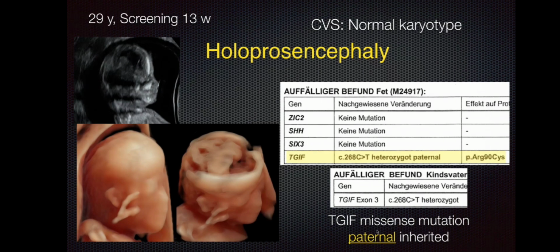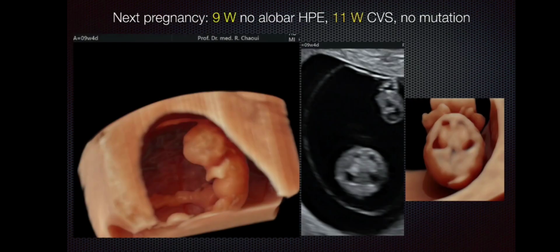Do you think we should try another pregnancy? I said, yes, the risk is 50%. And in these cases I ask the patient to come as early as possible, so she came at 9 weeks gestation. I could look at the brain and see that there is no holoprosencephaly. At 11 weeks, CVS showed no mutation. So it is really worth doing.